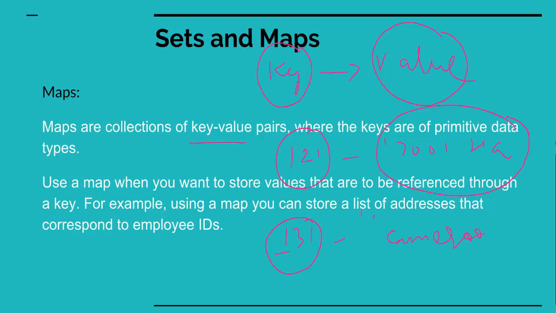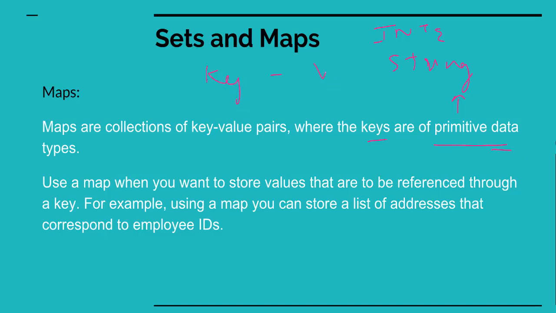Whenever you want to store values that are to be referenced through a key, you are going to use a map. And the keys are of primitive data type. What do we mean by primitive data type? We already discussed it: integer and string, etc. Those are the primitive data types. Whenever you talk about a key and value like this, that is something we call a map. An example is if you want to store a list of addresses that correspond to employee IDs. Now we are going to do an example to discuss more about what a map is.